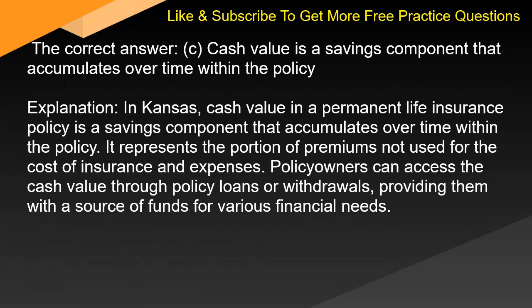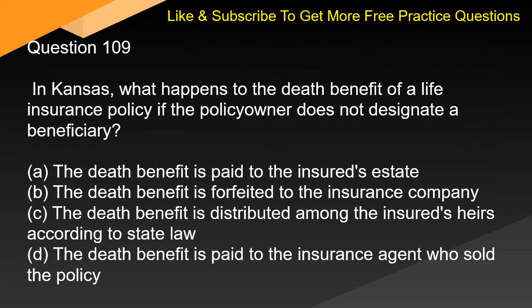The correct answer: C. Cash value is a savings component that accumulates over time within the policy. Explanation: in Kansas, cash value in a permanent life insurance policy is a savings component that accumulates over time within the policy. It represents the portion of premiums not used for the cost of insurance and expenses. Policy owners can access the cash value through policy loans or withdrawals, providing them with a source of funds for various financial needs.